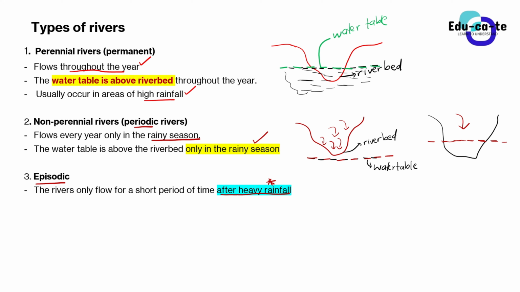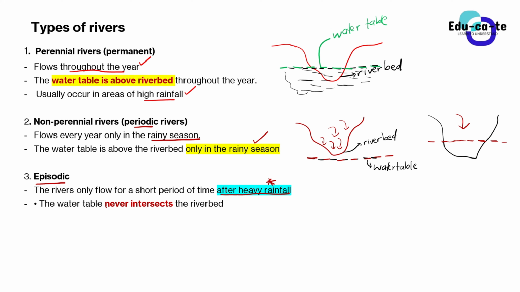So it means after heavy rainfall, when rain comes in a heavy way, when there is a lot of rainfall or torrential rainfall, that is when we have an episodic river. That's when the episodic river starts flowing. So in other seasons or whenever we've got light rain, it does not flow.